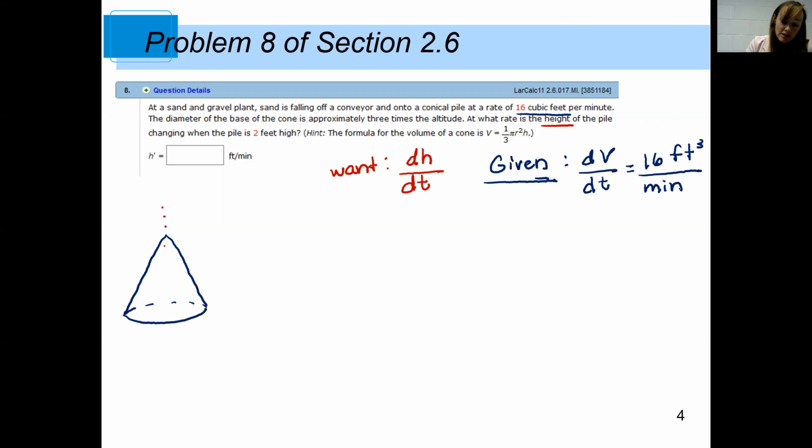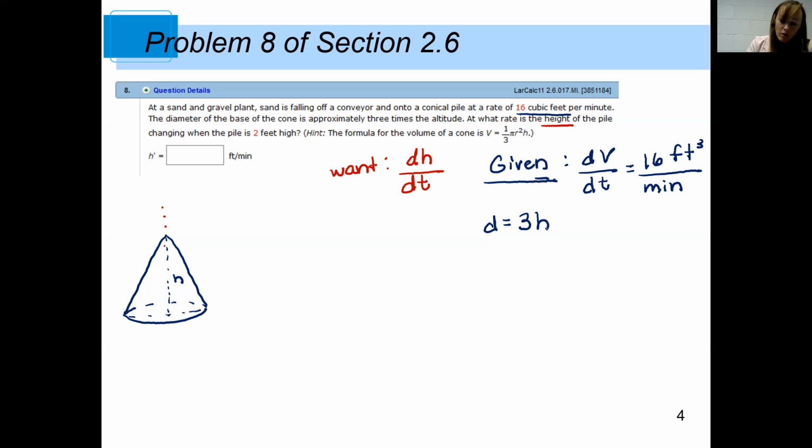The diameter of the base of the cone is approximately 3 times the altitude. So we do have the diameter, and I'll use D for that, is 3 times the altitude. We have our altitude. I'm going to say that's H, that's the same as the height. That's what they're talking about when they say the height of the pile. If you think of the pile as a cone, that H is going to be equivalent to the height of the pile. So we have that diameter is equal to 3 times H.